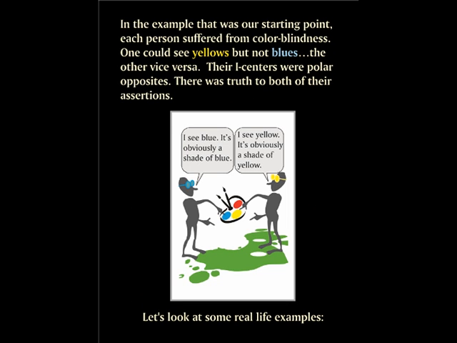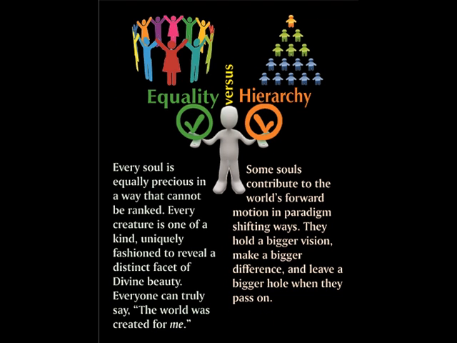In the example that was our starting point, each person suffered from color blindness. One could see yellows but not blues, the other vice versa. Their eye centers were polar opposites. There was truth to both of their assertions. Let's look at some real-life examples. Let's start with the paradox of equality versus hierarchy.